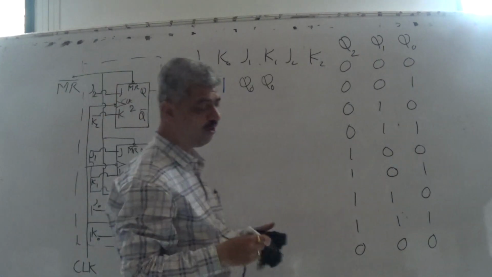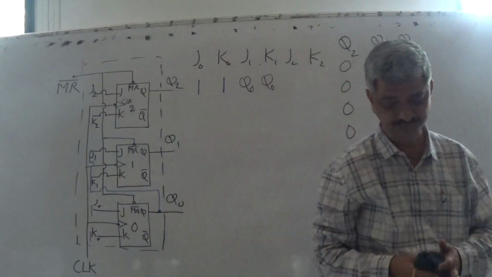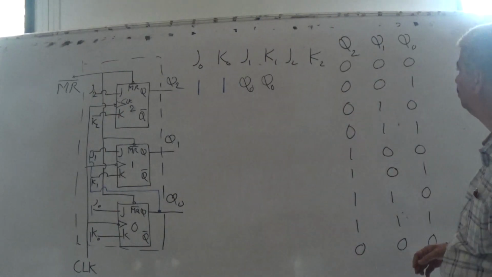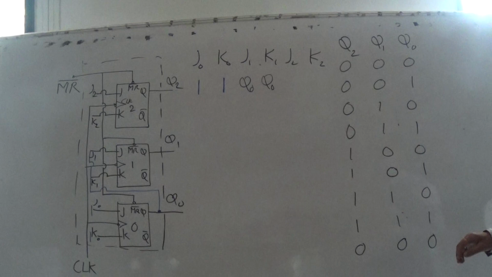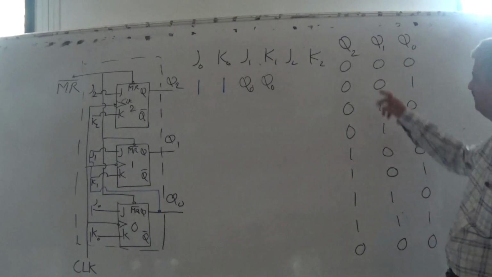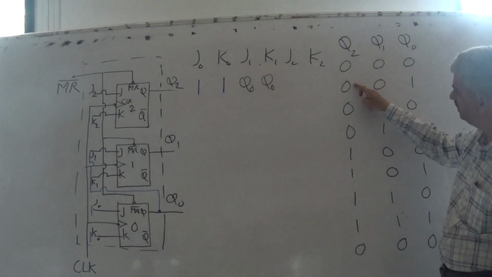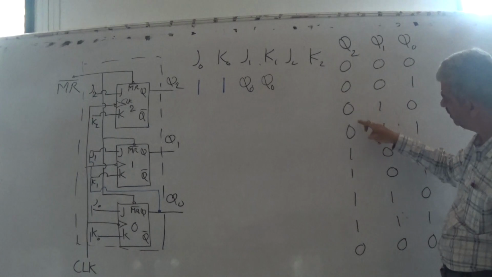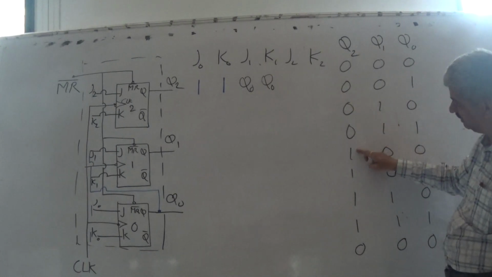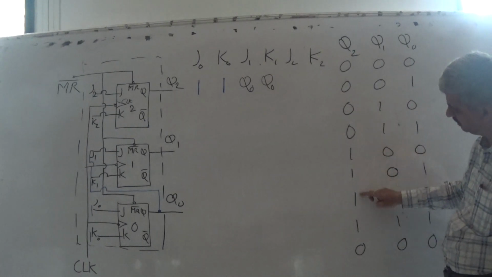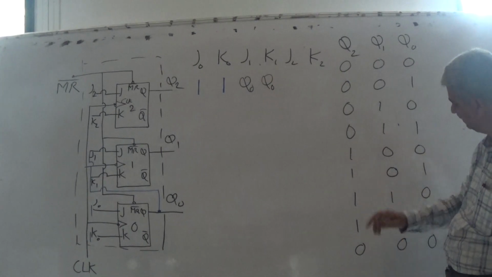Now let us go for Q2. So what happens with Q2? We find that Q2 normally doesn't change in most of the cases. So it is 0 continuing, 0 continuing, 0 continuing. Now toggling, continuing, continuing, continuing, toggling.